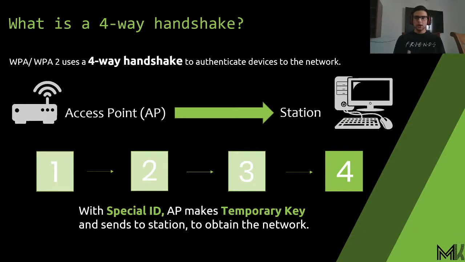Now usually there are only 4 steps, but then there is an optional 5th step where the station just replies back to the access point saying thank you, I'm into the network, right? So this is how a handshake process actually works between a station, that is your phone or laptop, and an access point, which is your router, right?